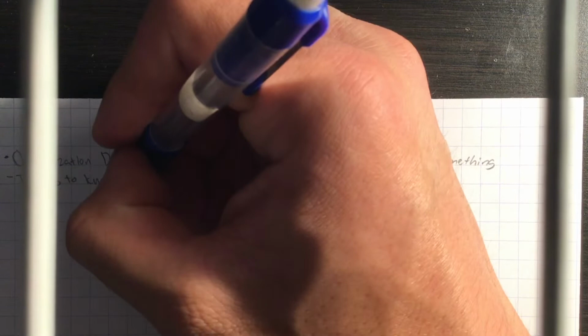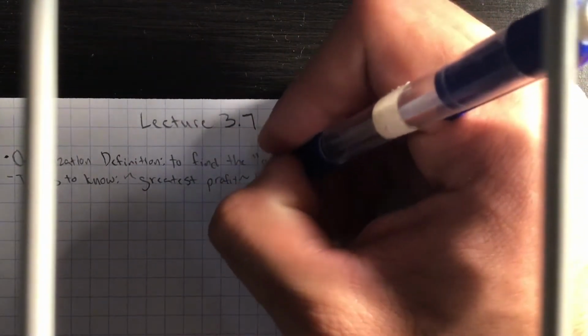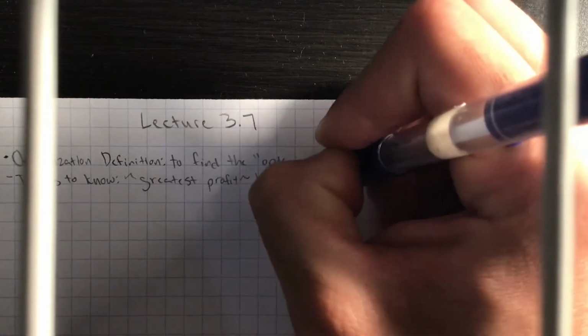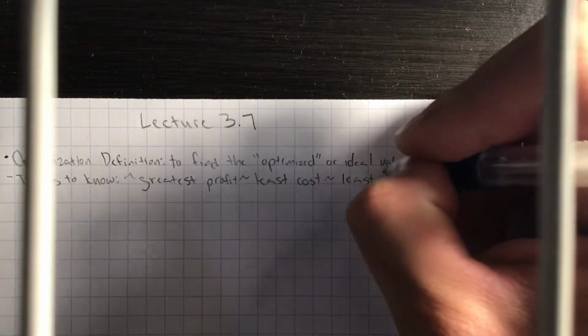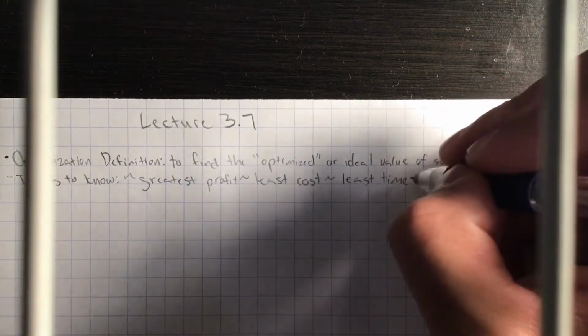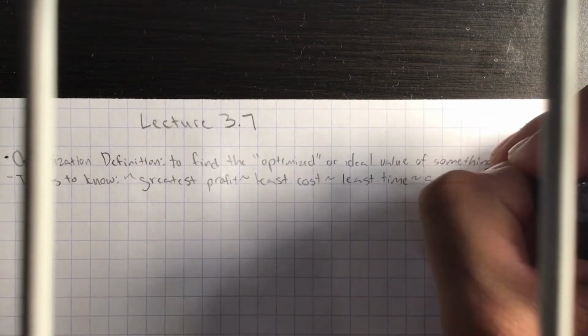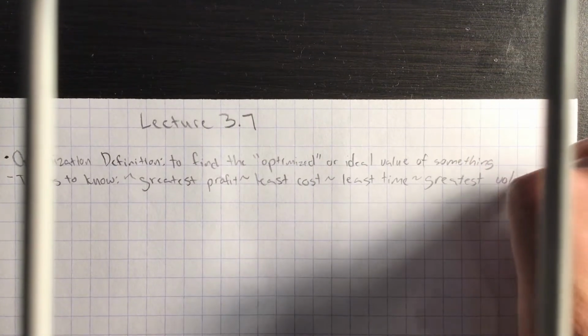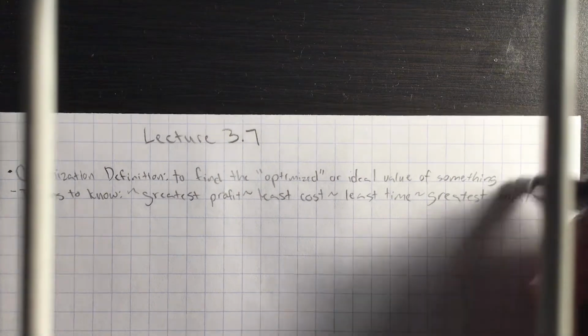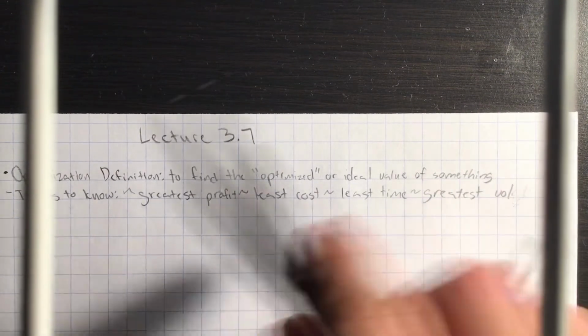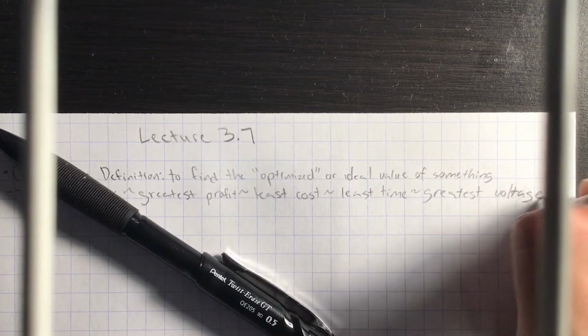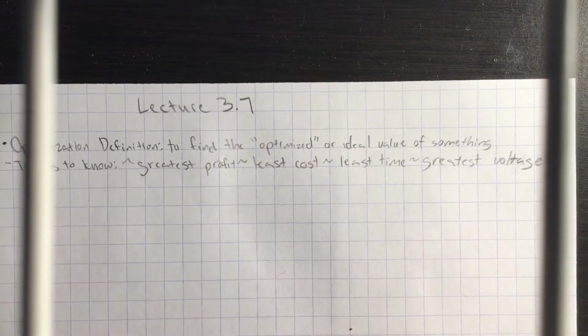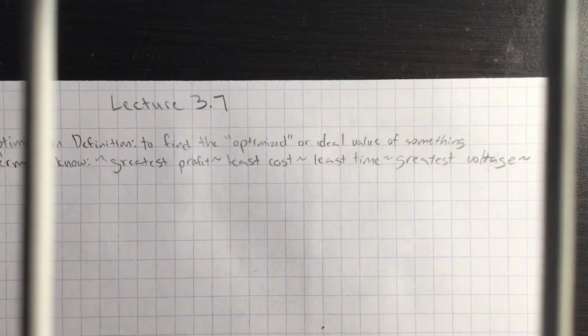And some terms you want to look for in the word problems, terms to know, include things such as greatest profit, least cost, least time, and greatest voltage. Of course, this list is not all inclusive, but if you pick up on keywords and things like those, you will be going in the right direction. Those are just a few examples.